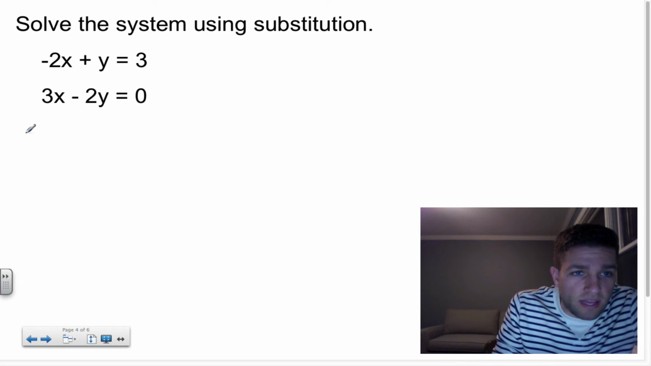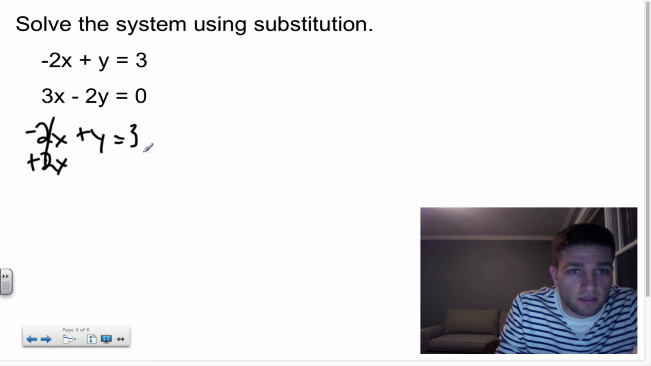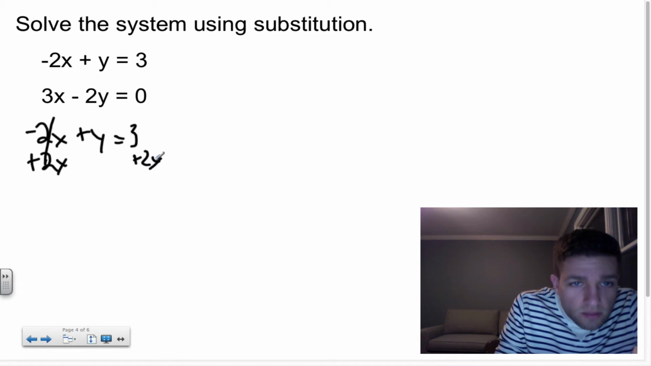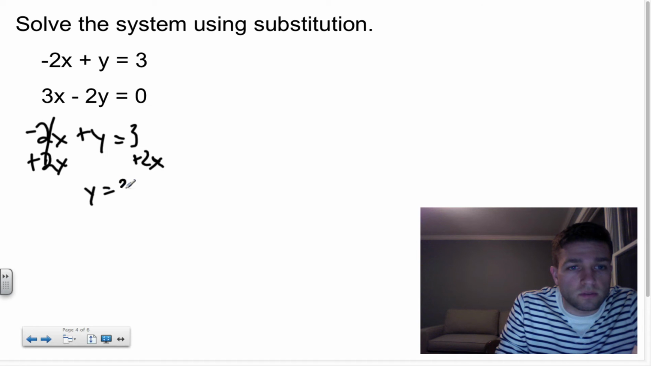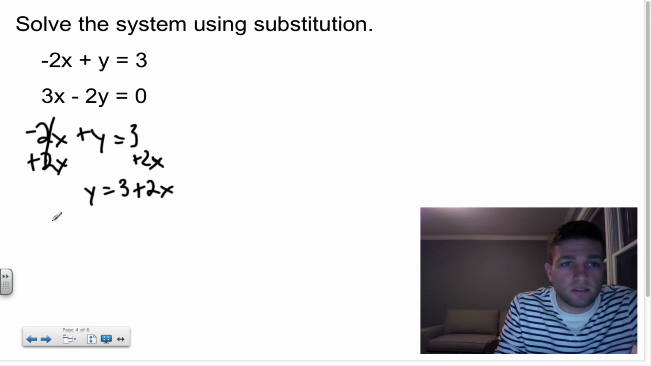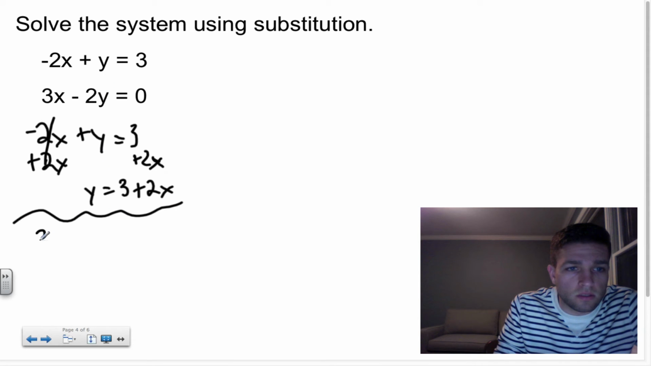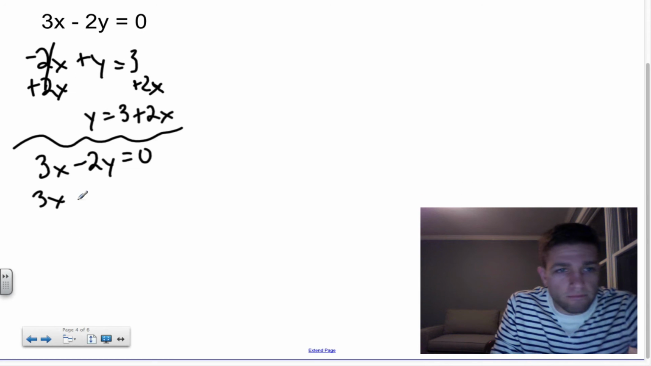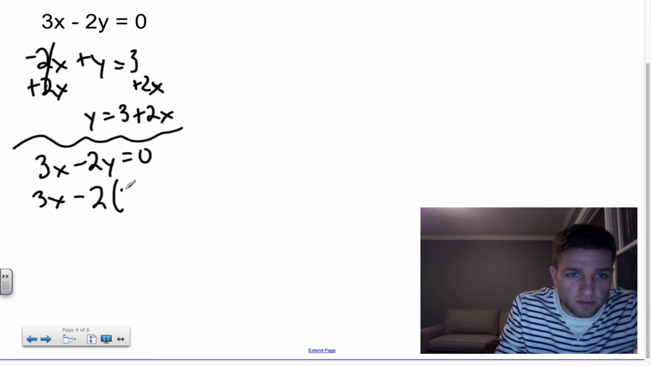So if I rearrange that equation, I would need to add 2x to get rid of it here, and then add 2x here. That's an x. y equals 3 plus 2x. Now I can substitute this into here. So 3x minus 2y equals 0. And I'm substituting in for y. And just like all the other ones I've done so far, I'm going to solve.